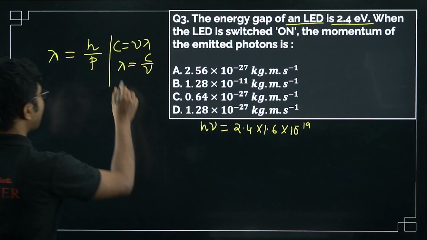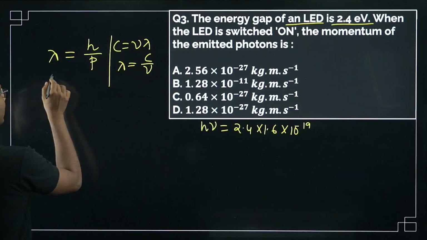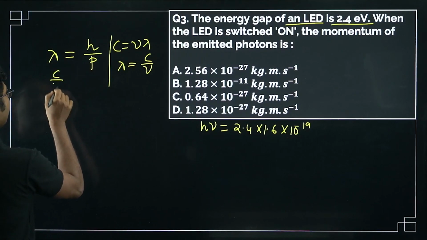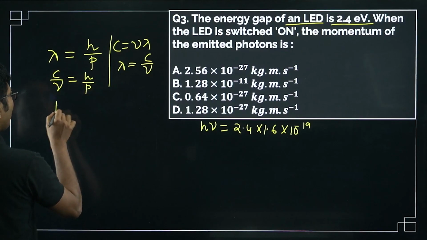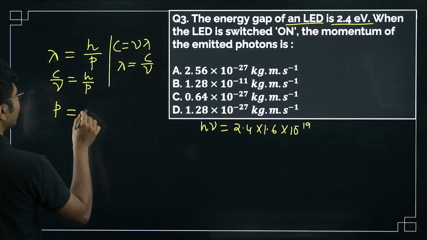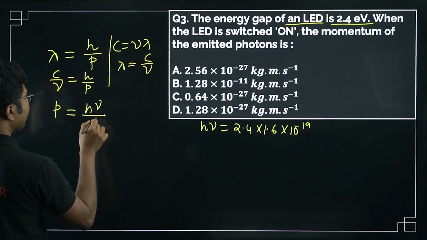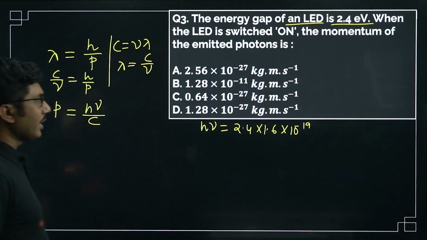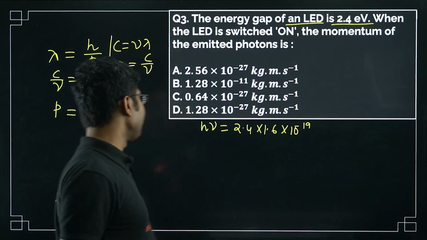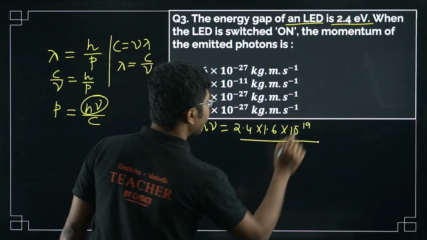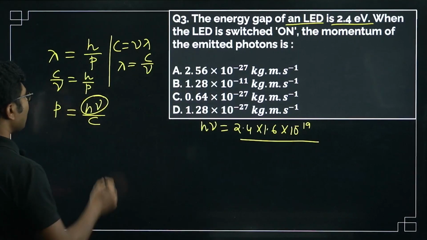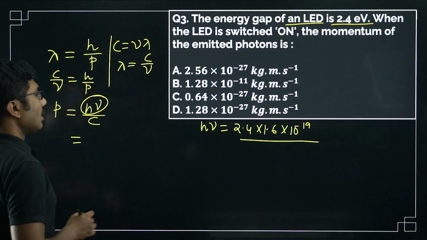So you have to put that value over here. So it will be c by nu equals h into p, or momentum p will be equals to h nu divided by c. Okay, h nu divided by c, very very important. So what is h nu? h nu is the energy which we have already calculated. Now we have to put that value over here and calculate the momentum.